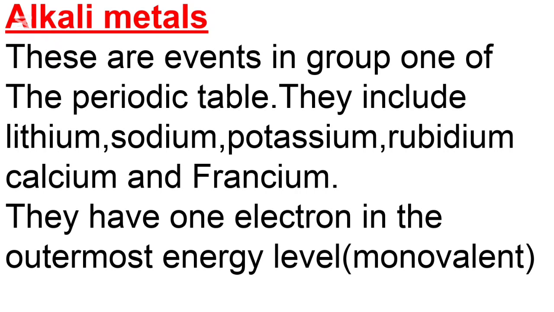Let us talk about alkali metals. These are elements in group 1 of the periodic table. They include lithium, sodium, potassium, rubidium, cesium, and francium. They have 1 electron in the outermost energy level and are therefore said to be monovalent.